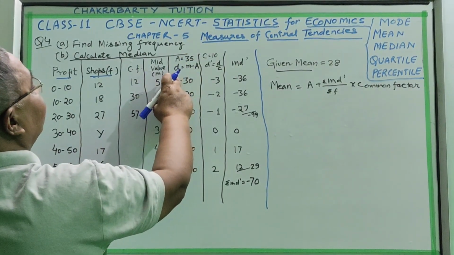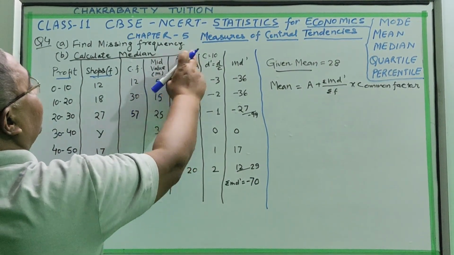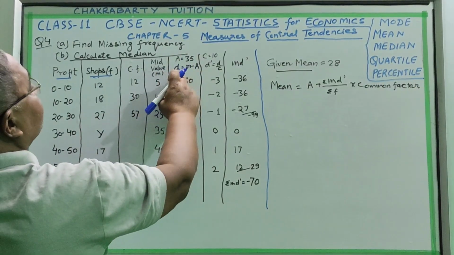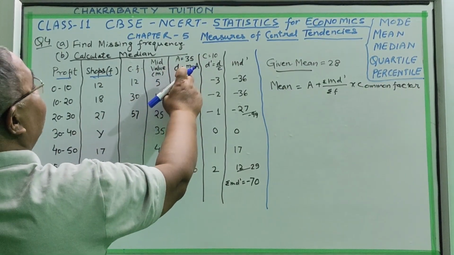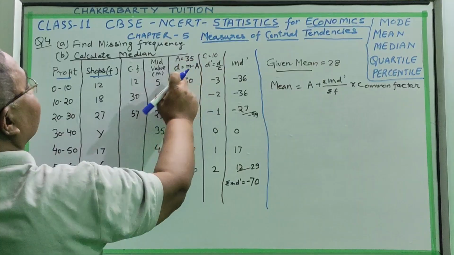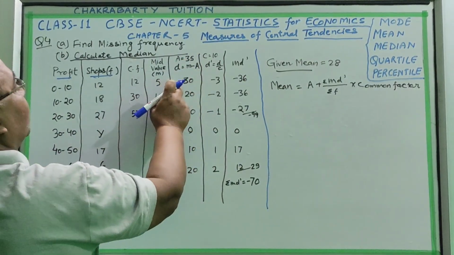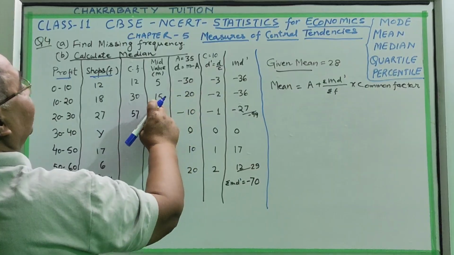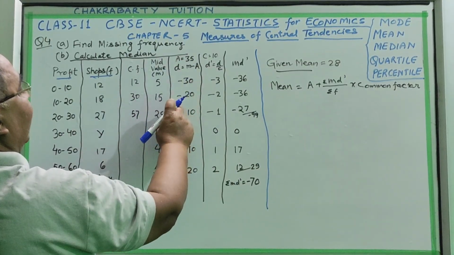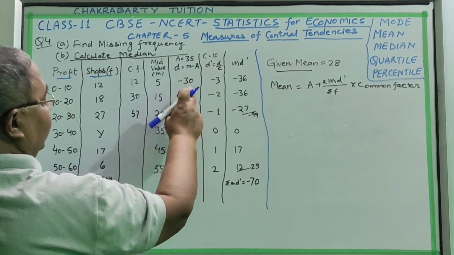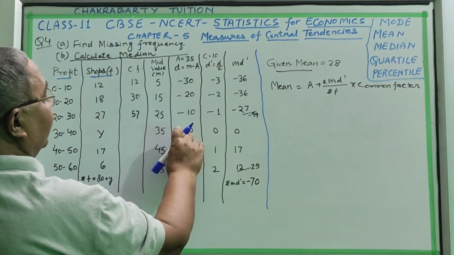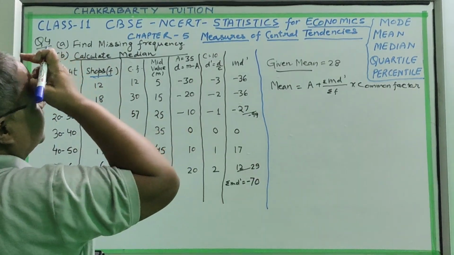Now we will find the deviation of the mid value from the assumed mean. So how much does it deviate? From M, 5, we will subtract 35. 5 minus 35, 35 is the higher figure, so it will give minus 30. 15 minus 35, 35 is higher, so it gives minus 20. In this way we have made it like this. At 35 it will be 0.